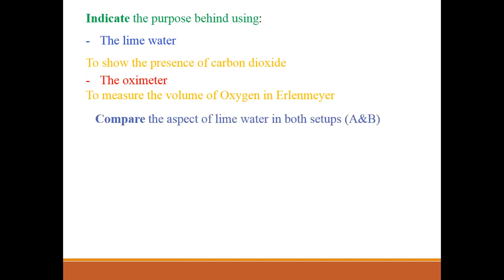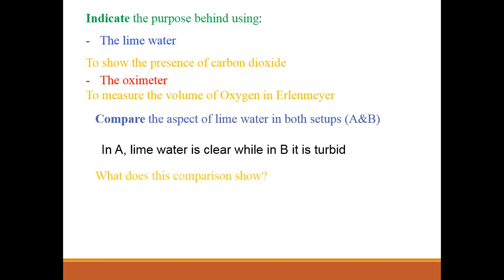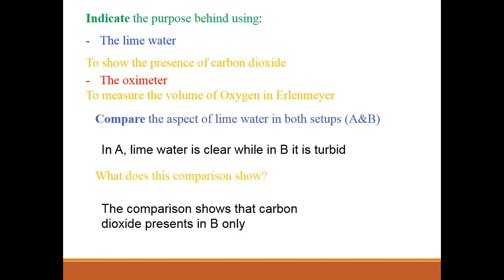Compare the aspect of lime water in both setup A and B. In A, lime water is clear, while in B, it is turbid. What does this comparison show? The comparison shows that carbon dioxide is present in B only and not in A. Draw out a conclusion. Grasshopper eliminates carbon dioxide.